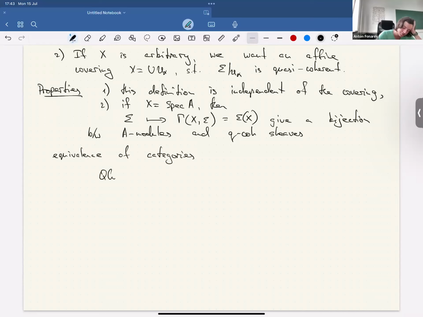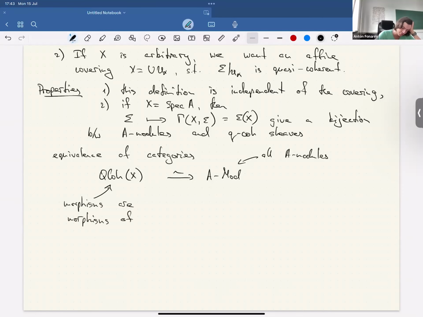Here you have quasi-coherent sheaves on X, and this is equivalent, in this case, to A-mod. So these are all A-modules. So in particular, here, what are morphisms? Morphisms are morphisms of sheaves of modules. And what do we have here? We have, of course, morphisms that are homomorphisms of modules. And what do I mean by morphism of sheaf of modules?